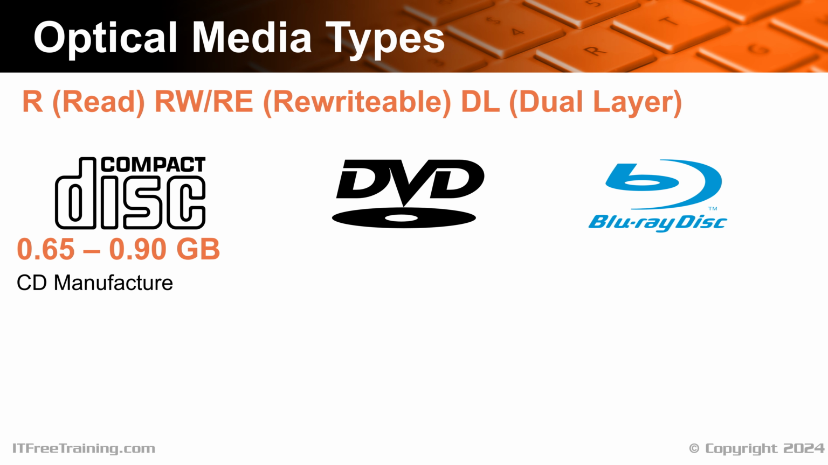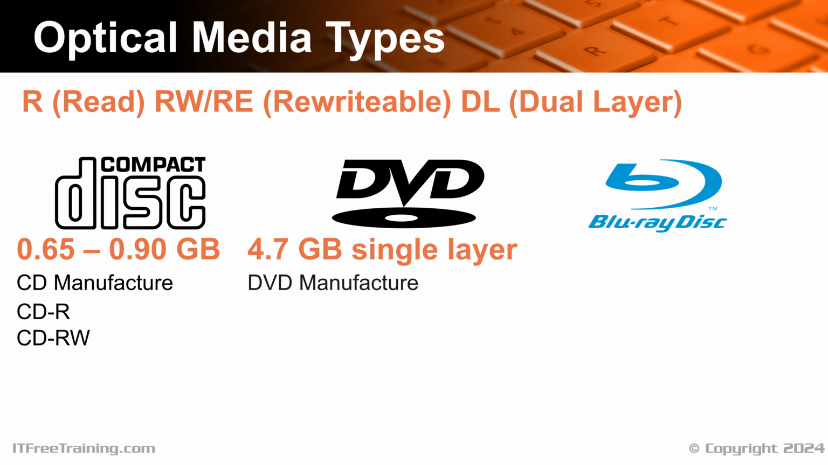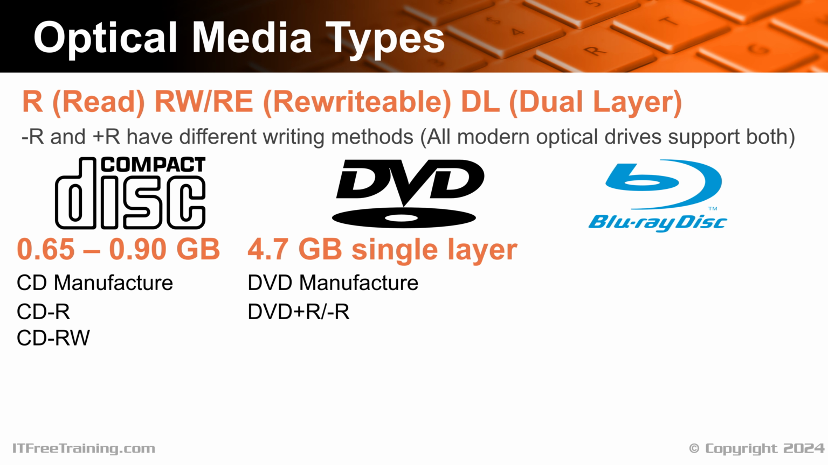If the CD is manufactured in a factory, it will just be called a CD. The write once type will end in R and the rewritable will end in RW. For DVDs, they will store in a single layer 4.7 gigabytes. As before, a DVD manufactured in the factory will just be a DVD. DVD differs from the others in that there is a -R format and a +R format. -R and +R use different methods to write data to the optical disc.